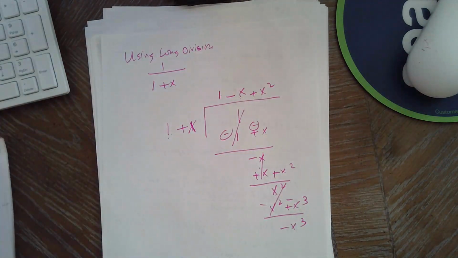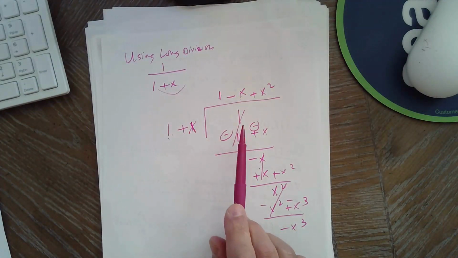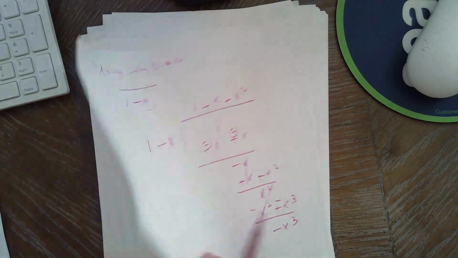You can actually get the power series that represents the function 1 over 1 plus x by dividing using long division, 1 over 1 plus x. If you remember long division.